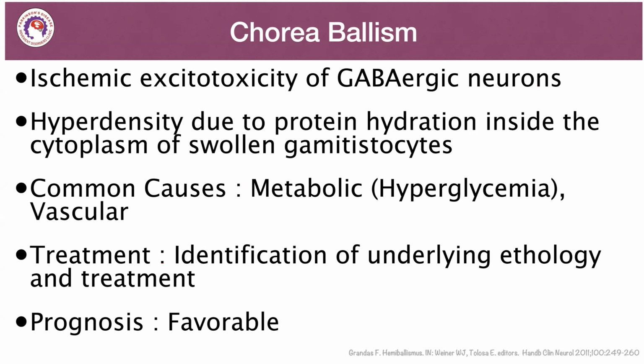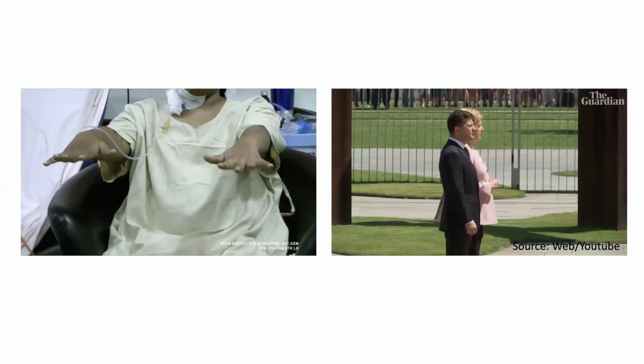It occurs due to ischemic excitotoxicity of GABAergic neurons, leading to hyperdensity. What we see on T1 or CT scans is due to protein hydration inside the cytoplasm of swollen gemistocytes, and the commonest cause is hyperglycemia, followed by vascular lesions. Treatment is identification of the underlying etiology, and in this case, management of blood sugar levels. Most cases have a favorable outcome, but it does take some weeks to get sensible clinical improvement.